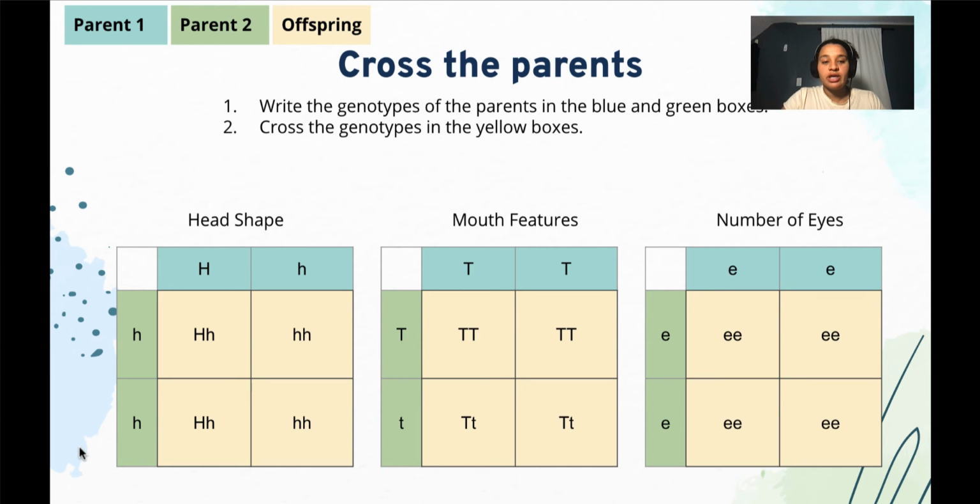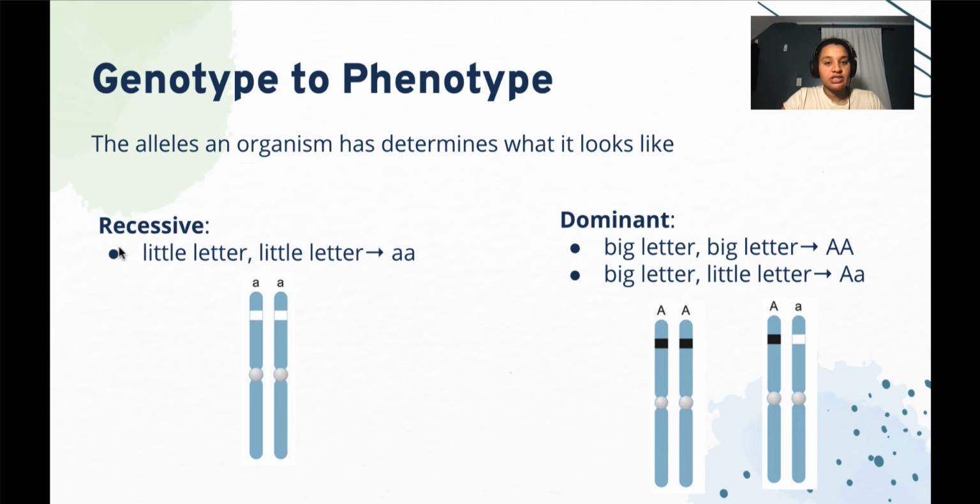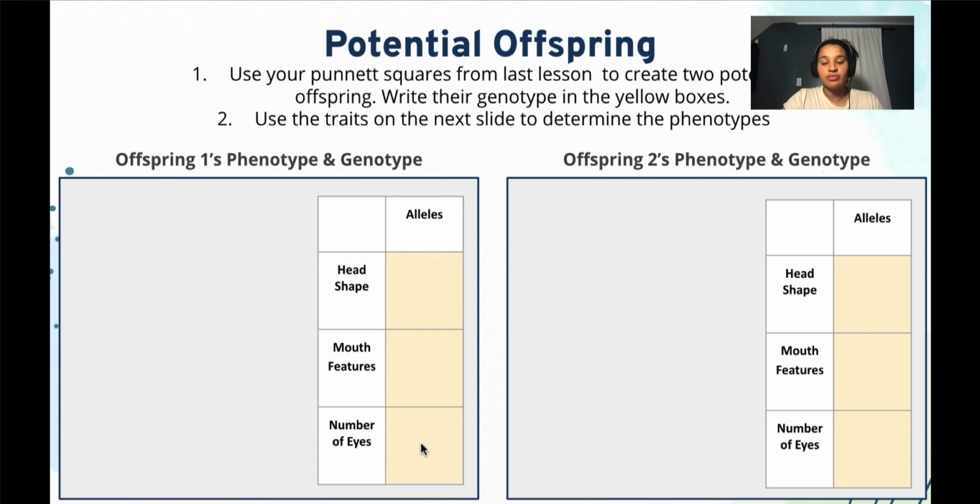In today's lesson, we're going to take the information here, the genotypes in the yellow boxes, to create potential offspring. So remember, in these yellow boxes, the letters that are there represent the alleles of the organism. We're going to use our Punnett squares from last lesson to create 2 potential offspring. You're going to write the genotype of the potential offspring in the yellow boxes. I'm going to show you an example of how to do this.